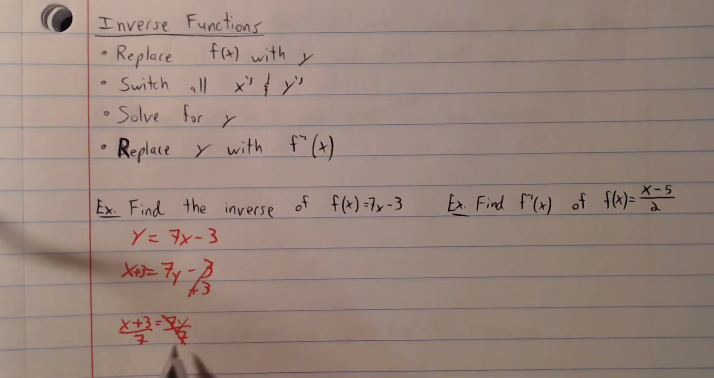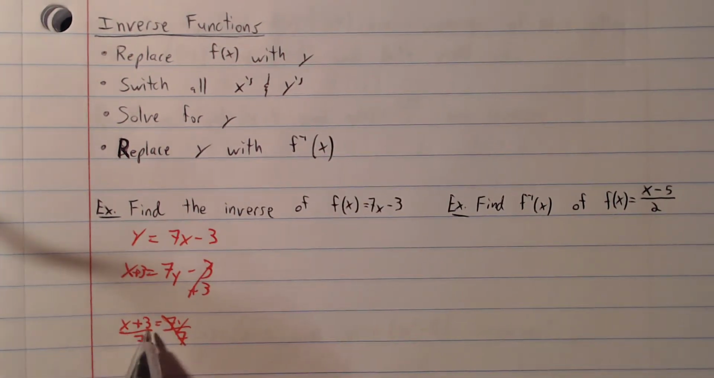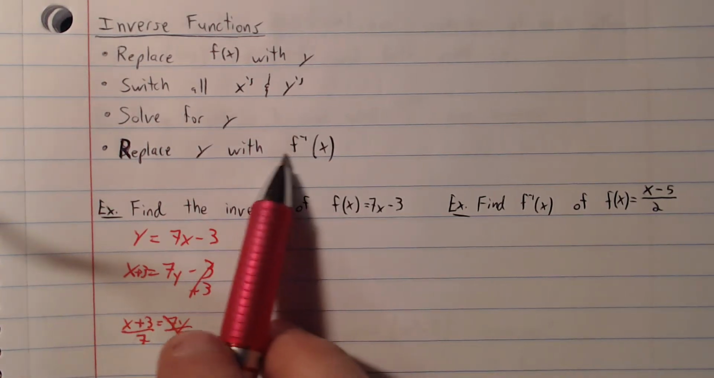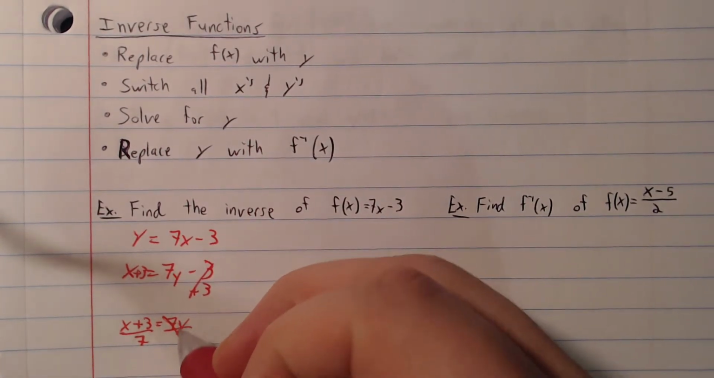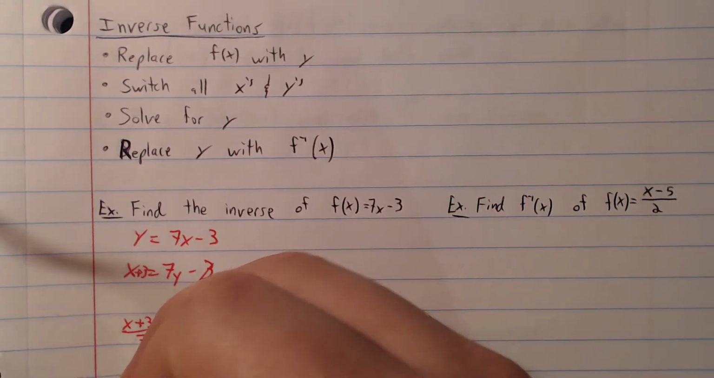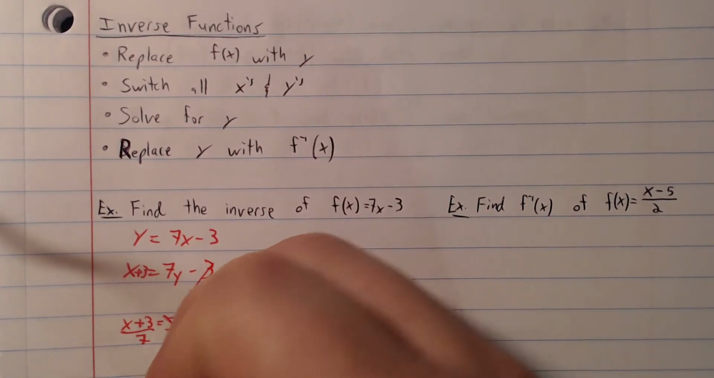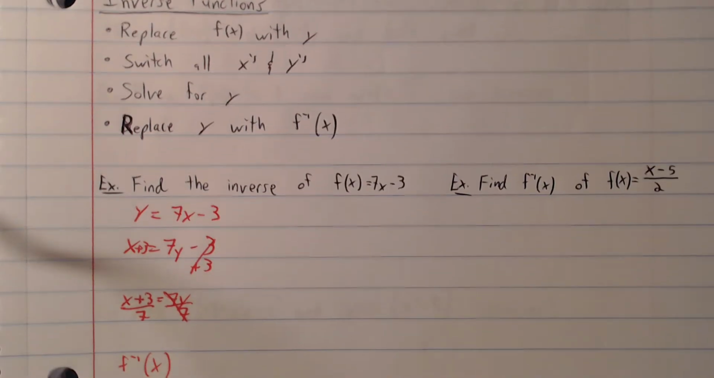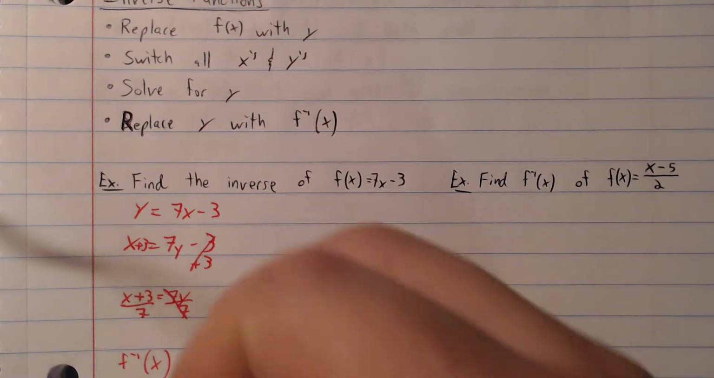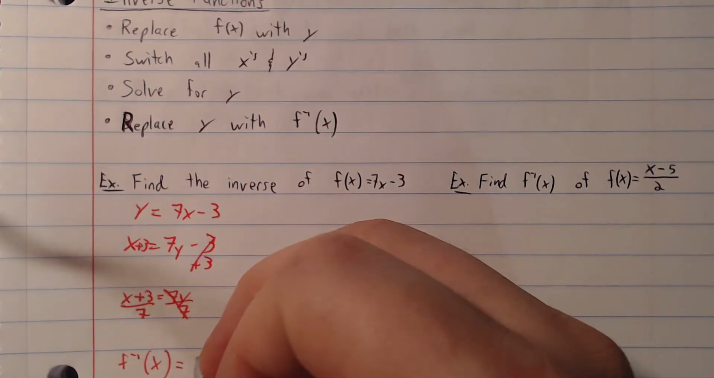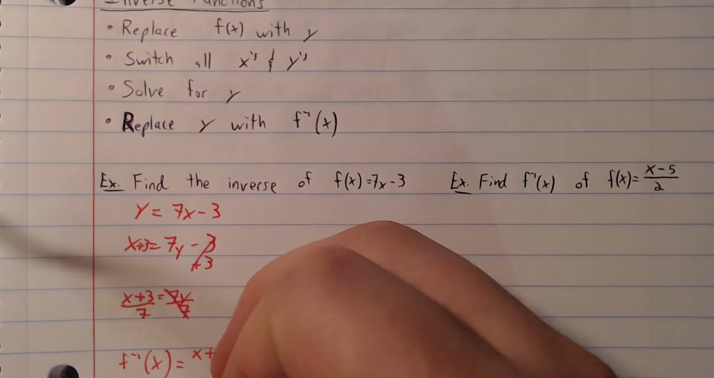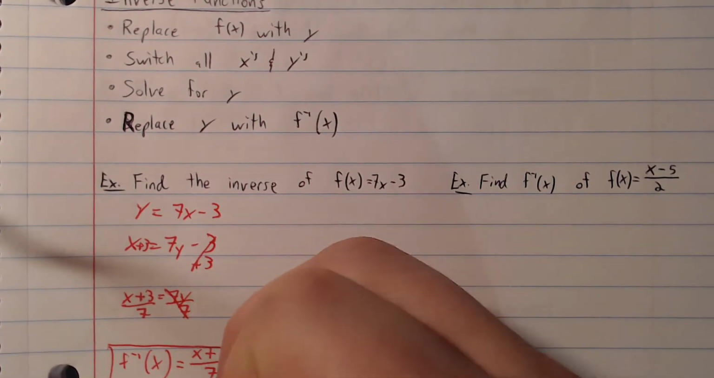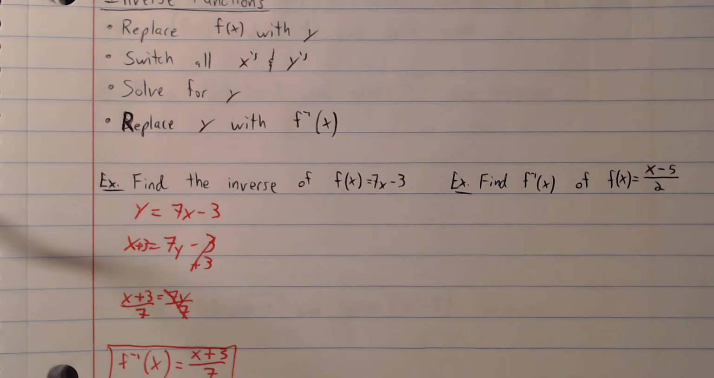What we end up with is y equaling x plus 3 over 7. But our last step says to replace y with f inverse of x. So I'm going to do that. Here's my y. We're going to replace that with f inverse of x. The rest of the function is what we solved for. That's part of our solution. So x plus 3 divided by 7. And there's our inverse.